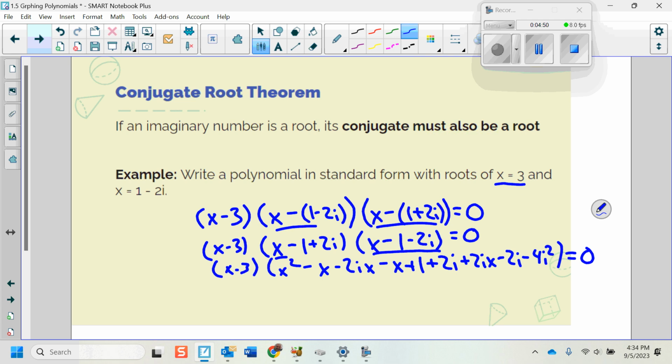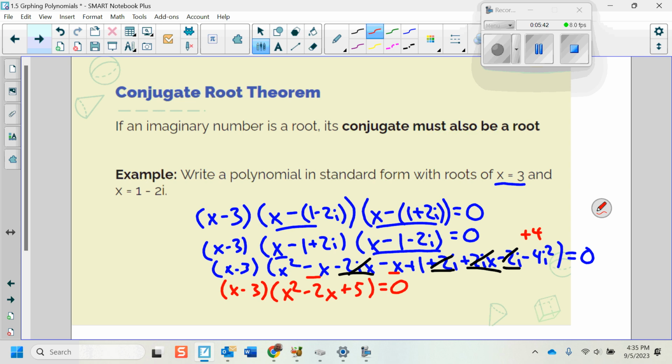I don't want to forget it, and we'll take care of that in a minute because we want it in standard form. But in this case, I have a minus 2ix and a plus 2ix, those will cancel. I have a plus 2i and a minus 2i, those will cancel. I have x minus 3, x squared, minus x, and minus x gives me minus 2x. And then this 1, and this minus 4i squared. Well, remember, i squared is negative 1, so that's minus 4 times negative 1, which is really plus 4. So I have a plus 4 and a plus 1, it's plus 5. And that all equals 0.